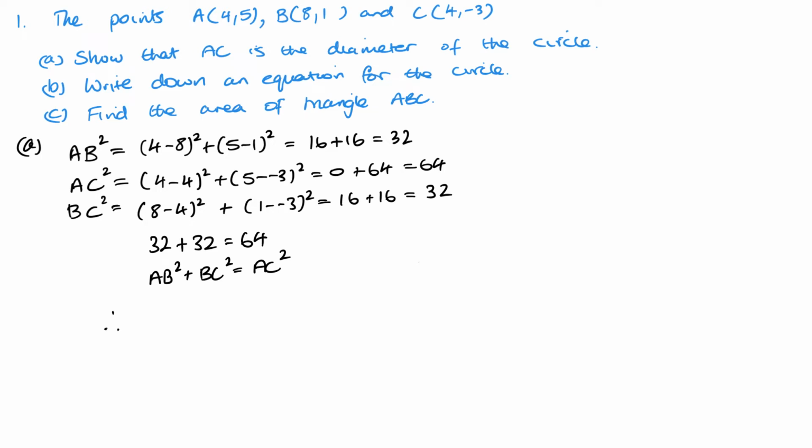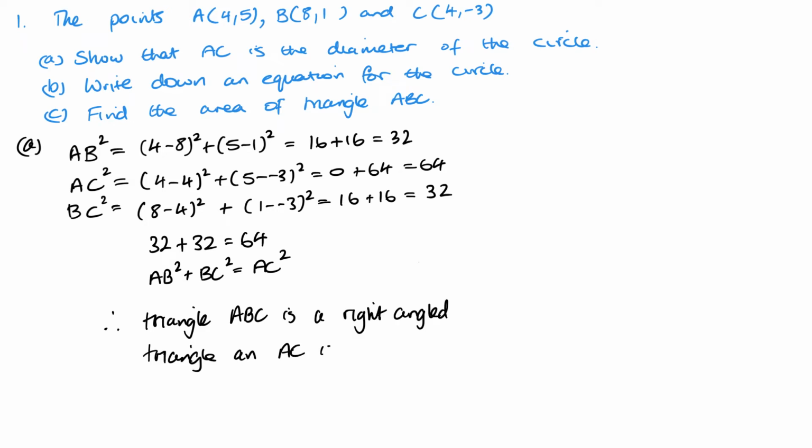Therefore, triangle ABC is a right angle triangle, and AC is the diameter.